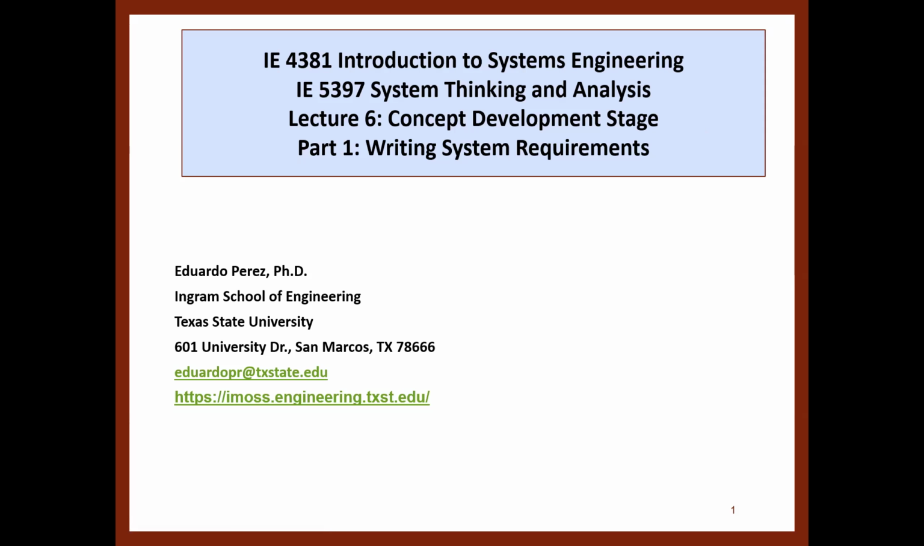So lecture 6 is where we are transitioning now from the needs analysis to the concept development stage. And this first part is going to be on writing the system's requirements. Lecture 5, part 3, part 4, covered the different groups of requirements that we are going to be considering in this course. But today we're going to look into how to write them, in terms of what are the pieces that need to be there in order to write good requirements.